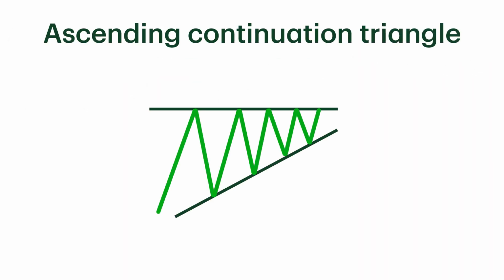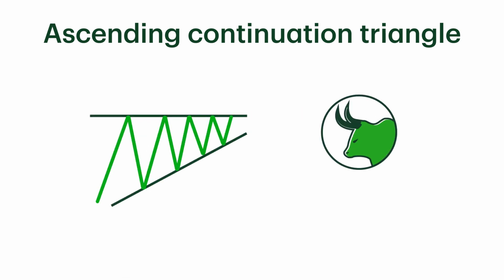An ascending continuation triangle is a bullish pattern formed when a stock price continually reaches the same upper limit and hits higher and higher lows on its way back down. When the price closes beyond the upper limit, this is called a breakthrough. It signals to traders that the pattern is confirmed, meaning that the price may start or continue trending upward.